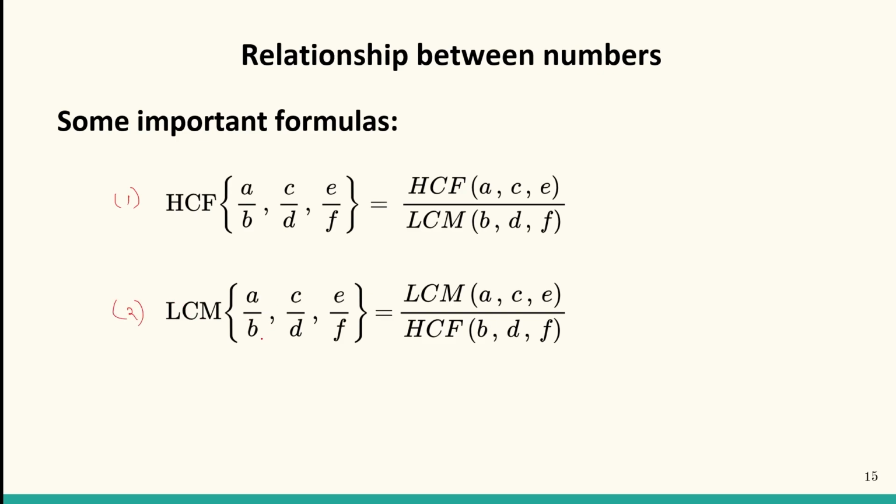And the LCM of A by B, C by D and E by F is equal to the LCM of A, C, E whole by the HCF of B, D, F. So you can see here that the roles are just swapped, and all the other things remain the same. You can also remember these two by comparing. All you need to do is practice one and you will get the other one, because only the LCM and HCF were swapped.